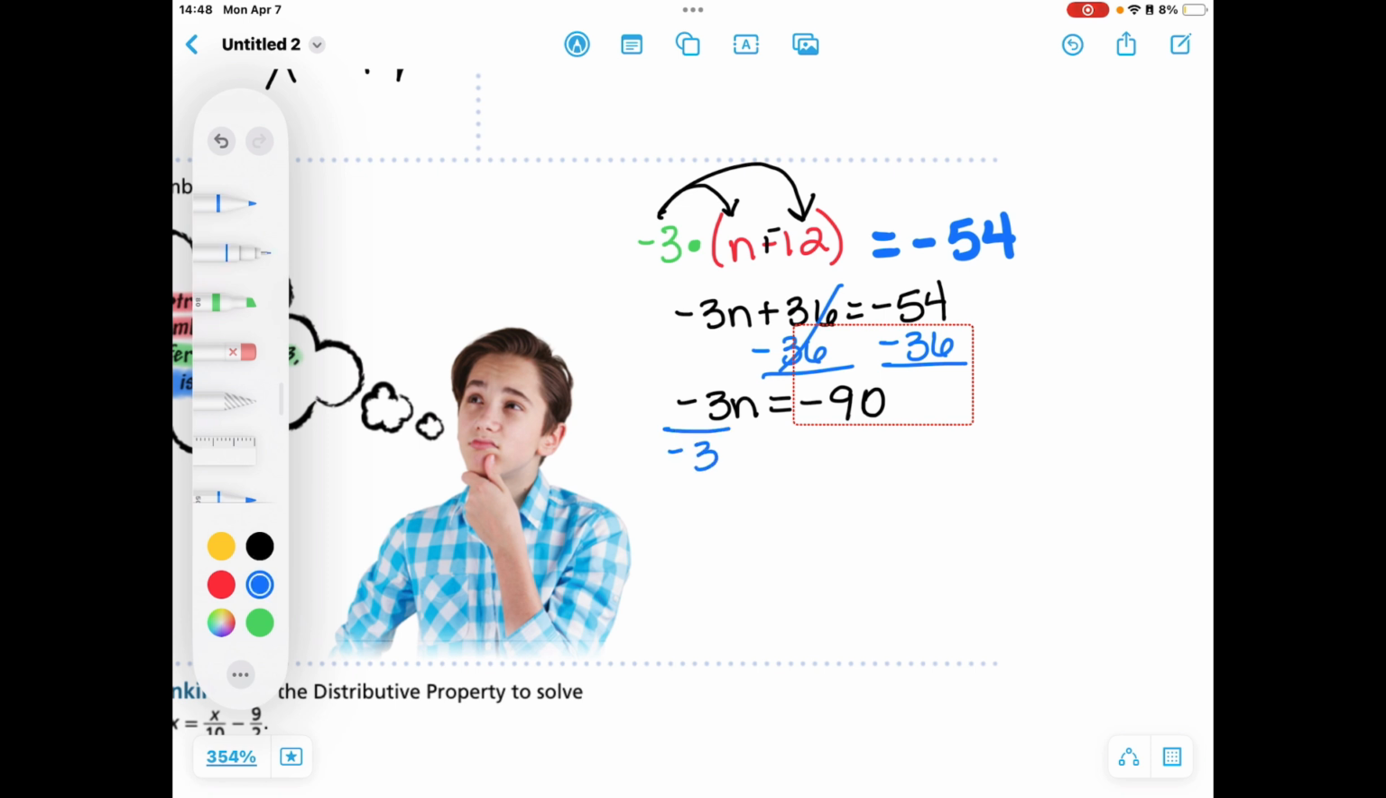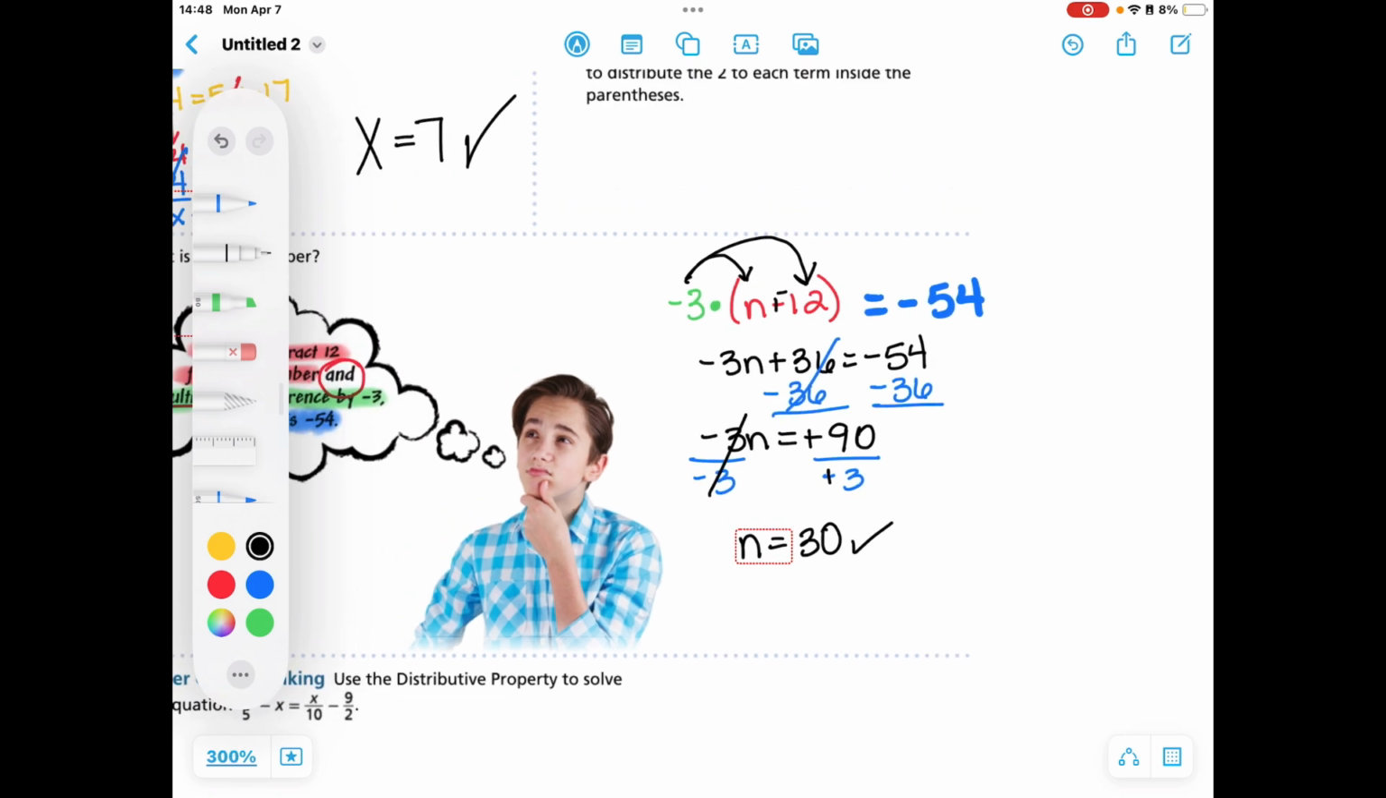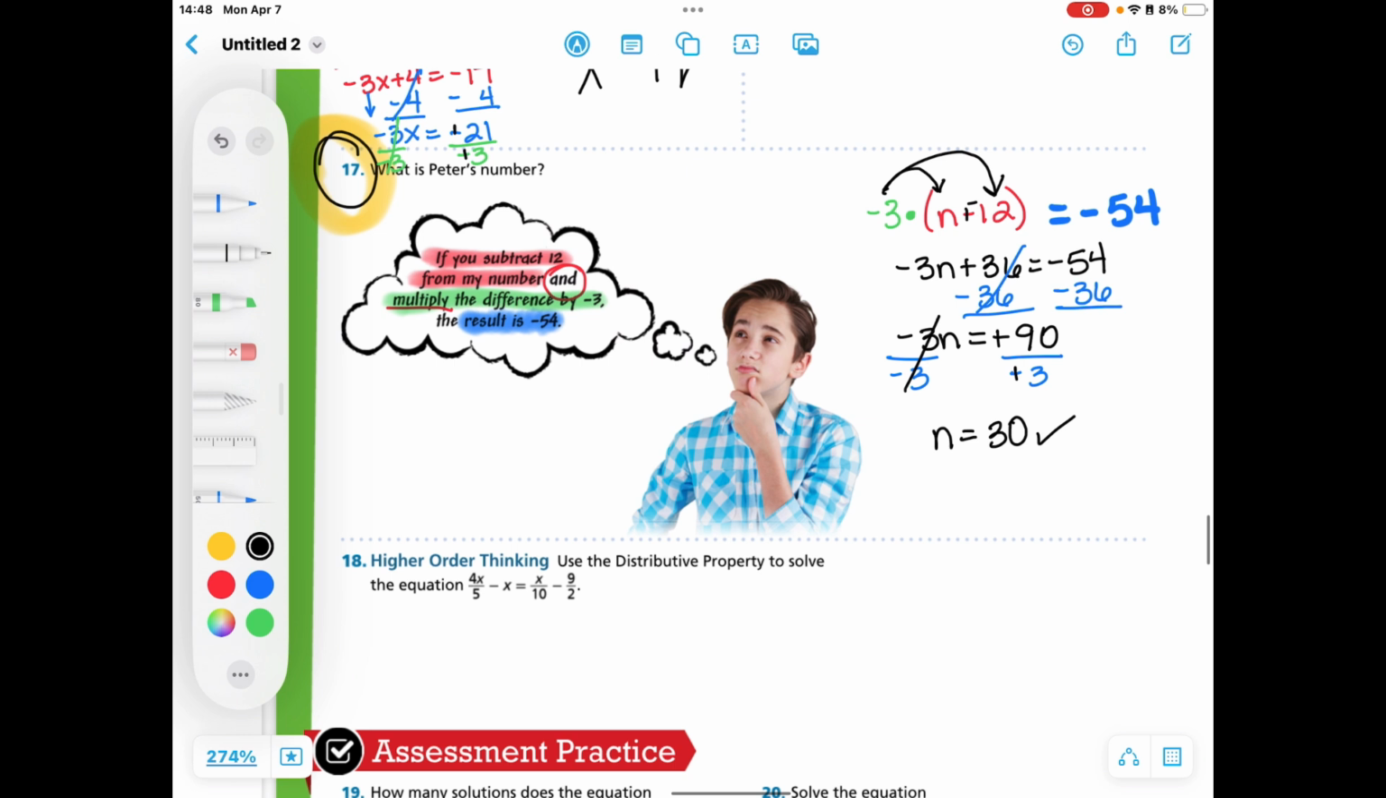Now to get n by itself, negative over a negative will give me a positive. n equals, same ordeal, negative over a negative gives me a positive, 90 divided by 3 is 30. Therefore, the number he's thinking of is 30.